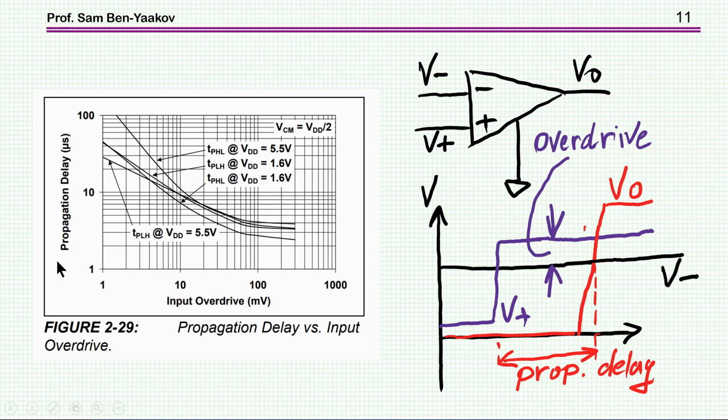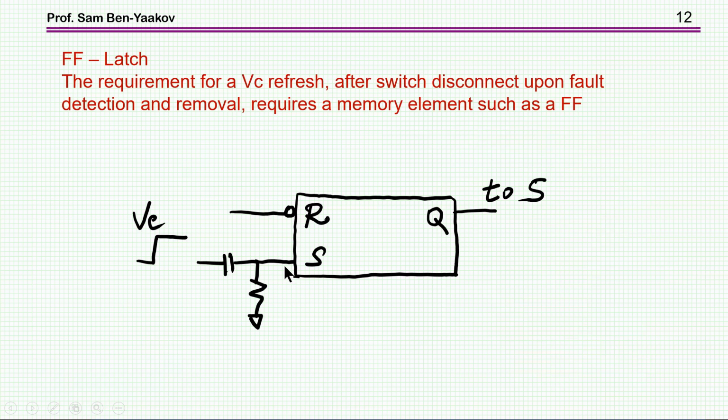And we can see it here. This is the propagation delay, and this is the input overdrive. As we can see, if the overdrive is low, like 1 millivolt, then it's a pretty long propagation delay. But if the overdrive is, say, 100 millivolts, then we get to these low values of, say, about 5 microseconds, which is okay.